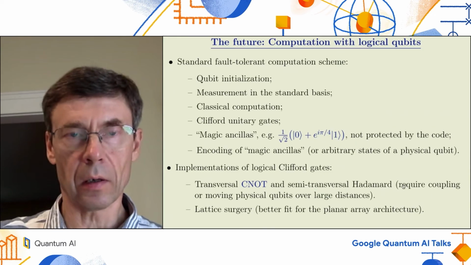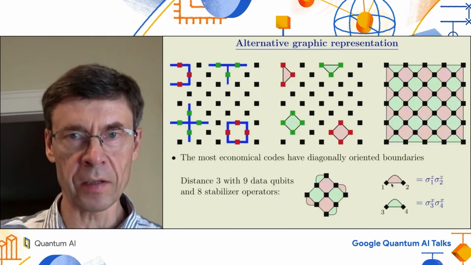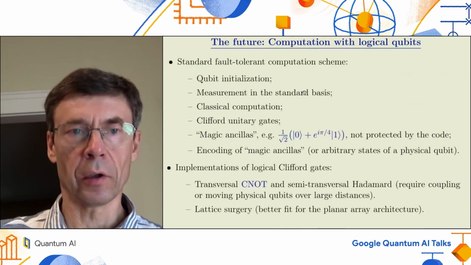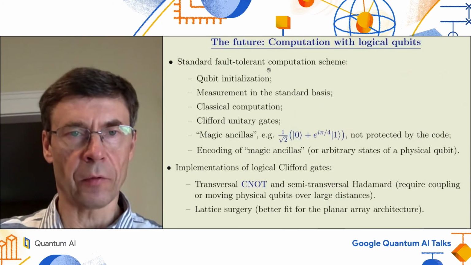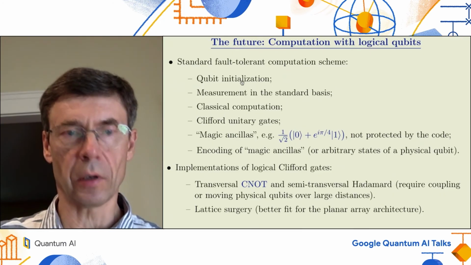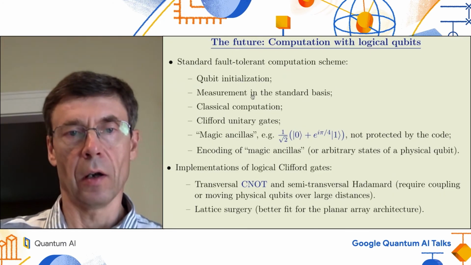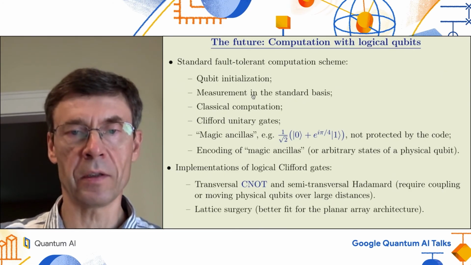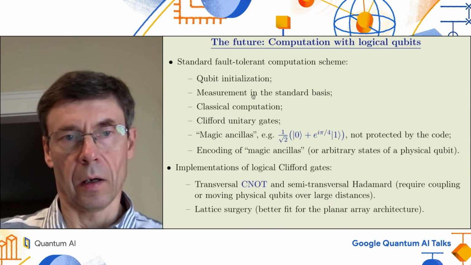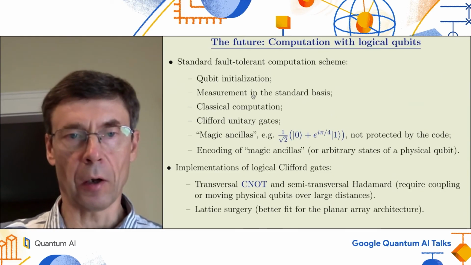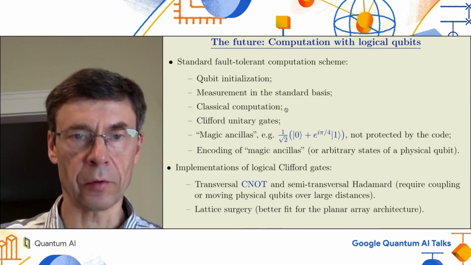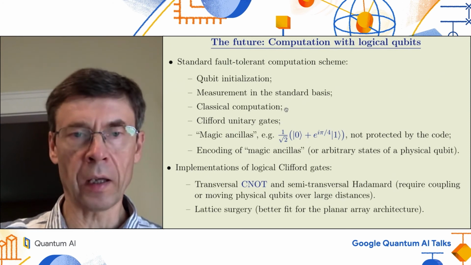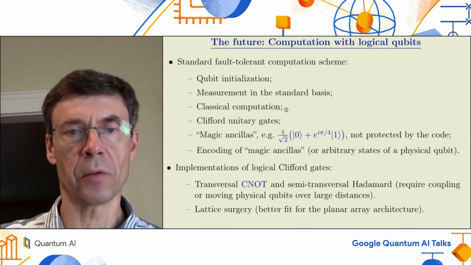That was the present day. In the future, we want to compute with logical qubits. The standard scheme of computation includes qubit initialization, measurement in the standard basis. We need to measure a logical qubit in the 0-1 basis. Those measurement outcomes may be processed on a classical computer, and then we decide what gate to do next. That is a decision point.